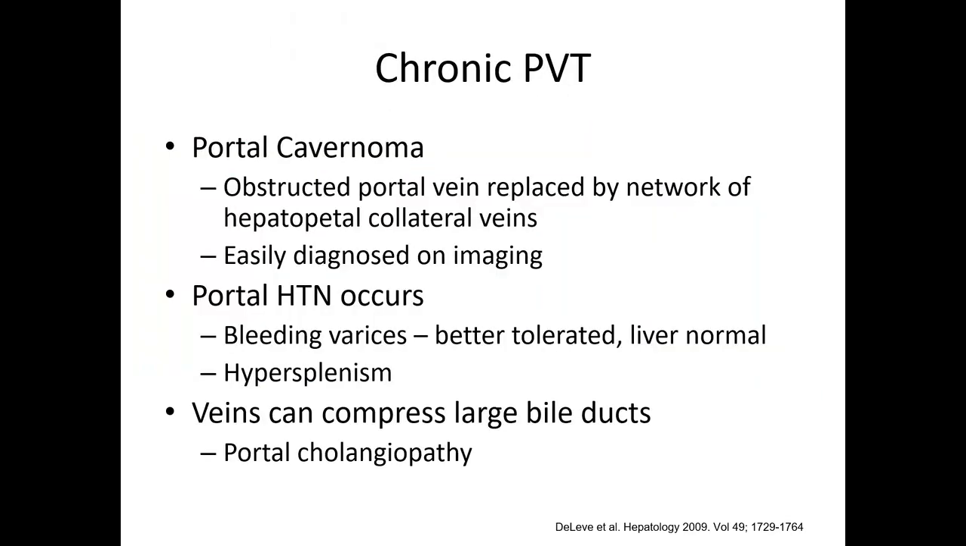For chronic portal vein thrombosis, or portal cavernoma, the portal vein is obstructed and replaced by a network of hepatopedal collateral veins, and this is easily diagnosed on imaging. Because of this network of smaller veins replacing the larger portal vein, portal hypertension occurs, and sometimes patients present with bleeding varices. However, this is better tolerated than bleeding varices from patients with portal hypertension from liver disease, because oftentimes the liver is normal in these patients. There can be hypersplenism as a result of the portal hypertension, and these veins can compress the larger bile ducts and lead to portal cholangiopathy.